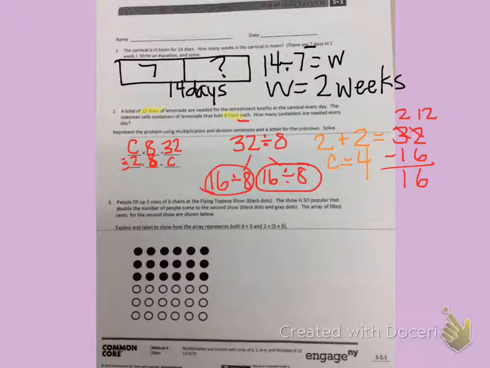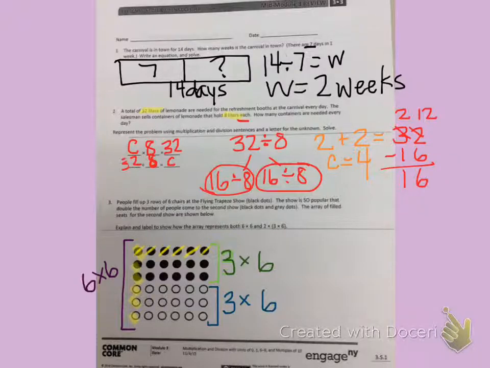When I look at the array, I can see I have a row of 1, 2, 3, 4, 5, 6. In each of my columns, I have 1, 2, 3, 4, 5, 6. So my entire array is modeling 6 times 6. I'm now going to look at the separate colors. When I look at this row of colors, I can see that I have, again, still 3 rows. And now, instead of having 6 rows, I have 3 rows, but I still have 6 in each row. On the bottom portion, I have 3 rows with 6 in each row.